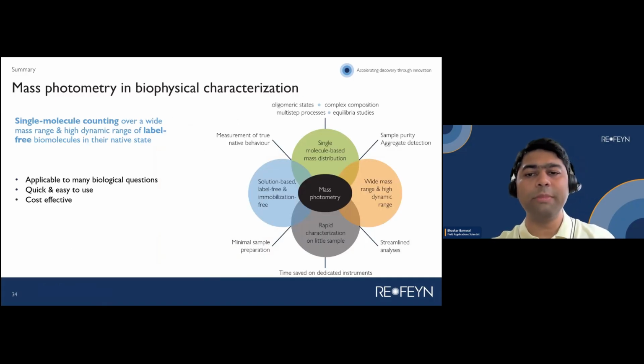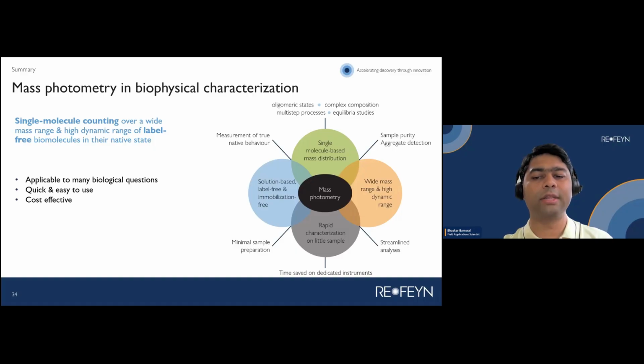So to sum it up, mass photometry is a single molecule technique on the bulk sample, which gives us information on oligomeric states, complex stoichiometry, and beyond that, makes the study of complex multi-step processes and equilibrium measurements possible. The single molecule counting over a wide range means that information on purity, sample homogeneity, and the detection of low abundant species is readily determined.